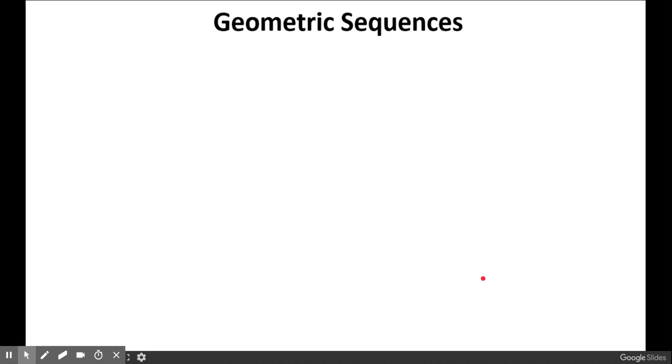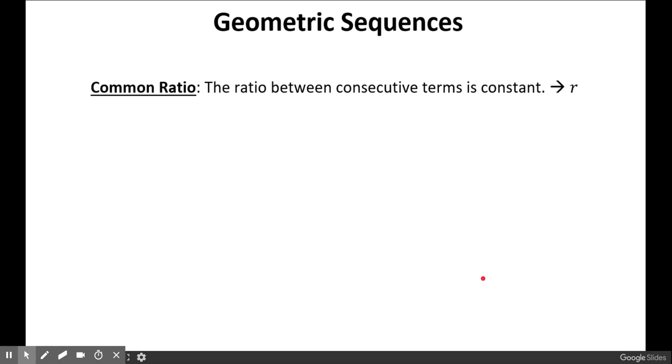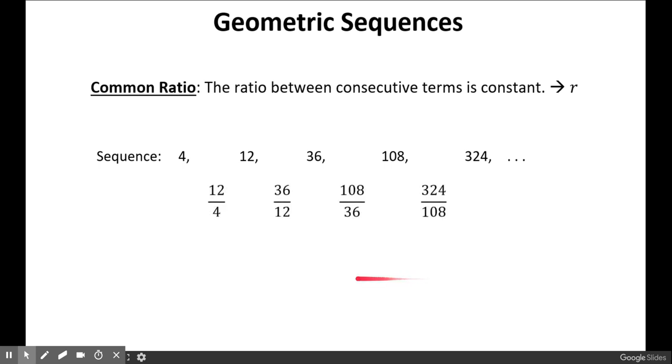Now, the other kind of sequence we talked about was geometric sequences. In geometric sequences, the ratio between consecutive terms is constant, and we call that ratio r. Here's an example of a geometric sequence, and we're looking at the ratio between the terms: 12 divided by 4, 36 divided by 12. All of these equal 3. Since that's the case, this is considered a geometric sequence, and r is equal to 3.